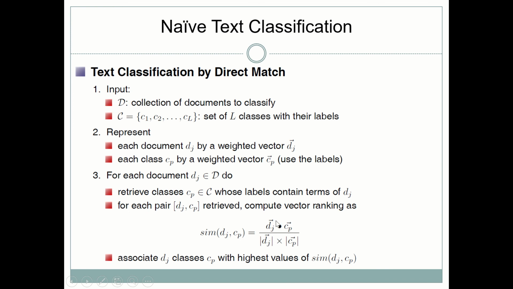Basically, this is what you have been doing in lectures 3, 4, and 5, in which we find the distance between a document and a query. But in this case, we are looking at the document and the class label.